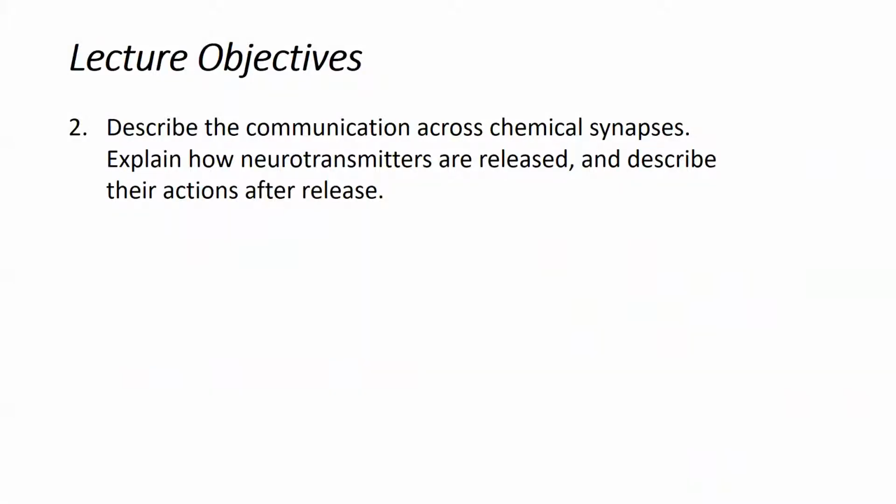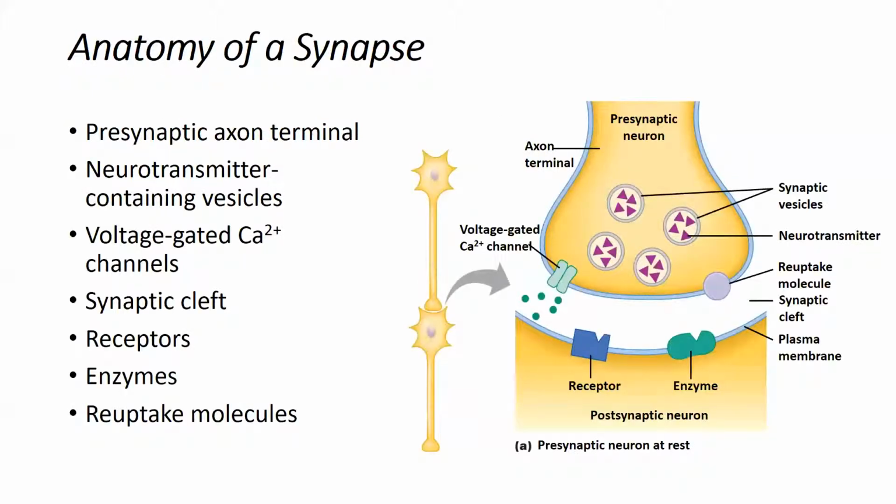The second objective is to describe the communication across chemical synapses and really describe how neurotransmitters are released and what happens on the adjacent neuron after those neurotransmitters are released. Okay, so let's talk about the anatomy of a synapse. Okay, so we have our presynaptic neuron and our postsynaptic neuron.